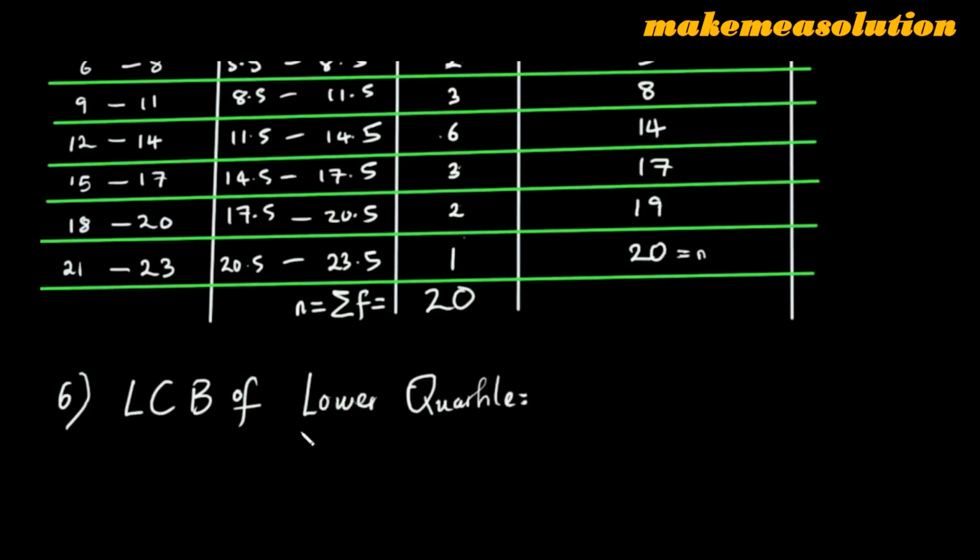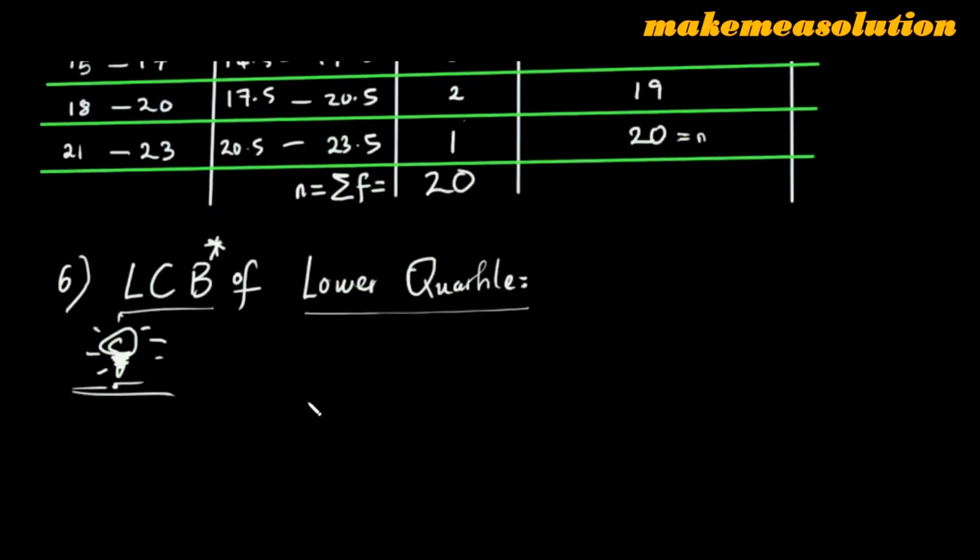Now, to get the lower class boundary of the lower quartile, you need to find the position of the lower quartile. So what did I say? Find the position of the lower quartile. If you find the position of the lower quartile, you'll be able to find the lower class boundary of the lower quartile value. So the first thing is determine the position of lower quartile.